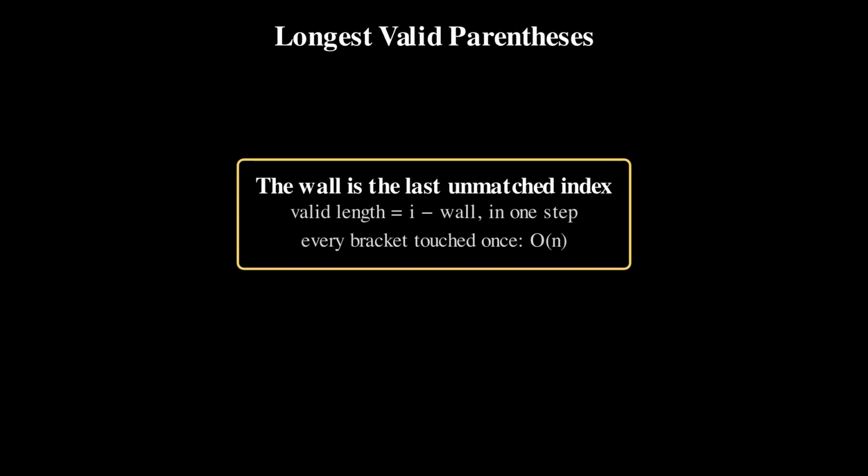Here is the idea worth keeping. The wall, the value at the bottom of the stack, is always the position just before the current valid stretch. So the instant 2 brackets cancel, the distance from where you are back to that wall is the length, immediately, with no rescanning. Each bracket is touched once. That is linear time.